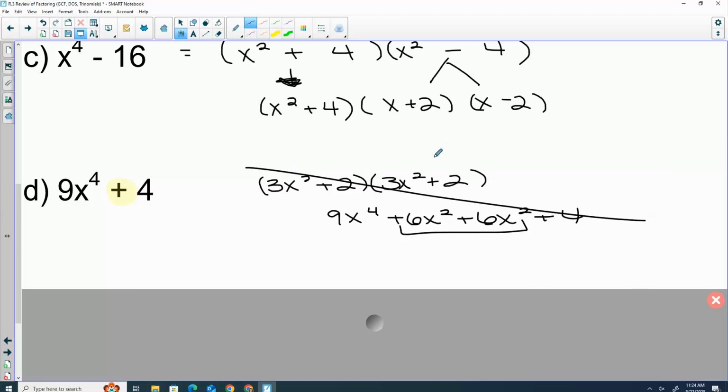So this won't work. What do we call something that we can't factor? That's only if there's absolutely nothing you can do. So if we could take out a greatest common factor or something, we wouldn't call it prime. But there is no greatest common factor, it's not a difference of squares, it cannot be factored, so we just call that prime.